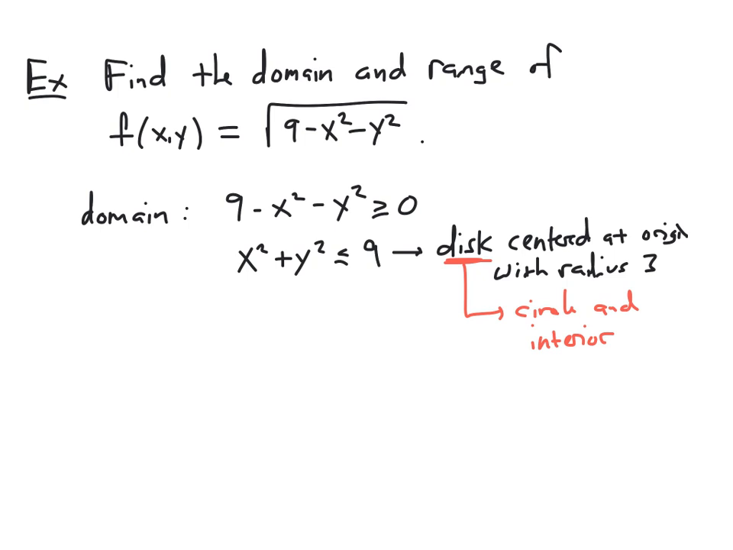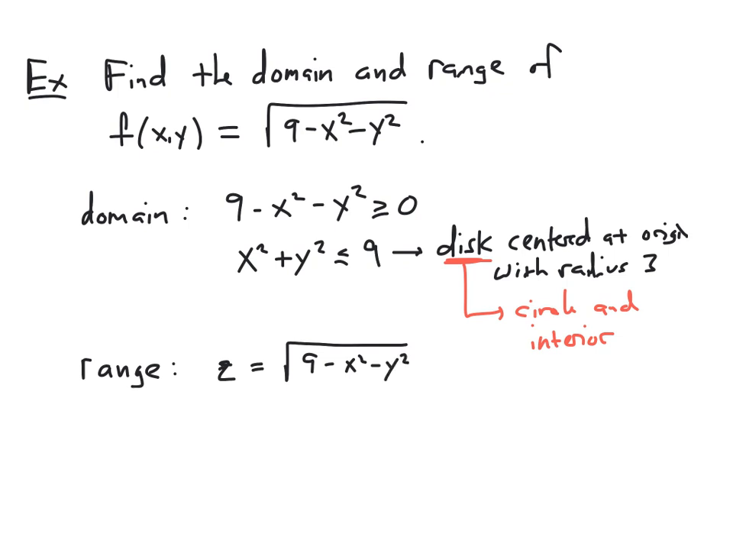So this function is defined everywhere on the inside or on the circle centered at the origin of radius 3. And so it's only defined on that particular region of the xy plane. Now our range here, like I said, we can actually describe the range pretty nicely. What we want is all values of z. We'll introduce a third variable. We want all values of z where z is equal to the square root of 9 minus x squared minus y squared.